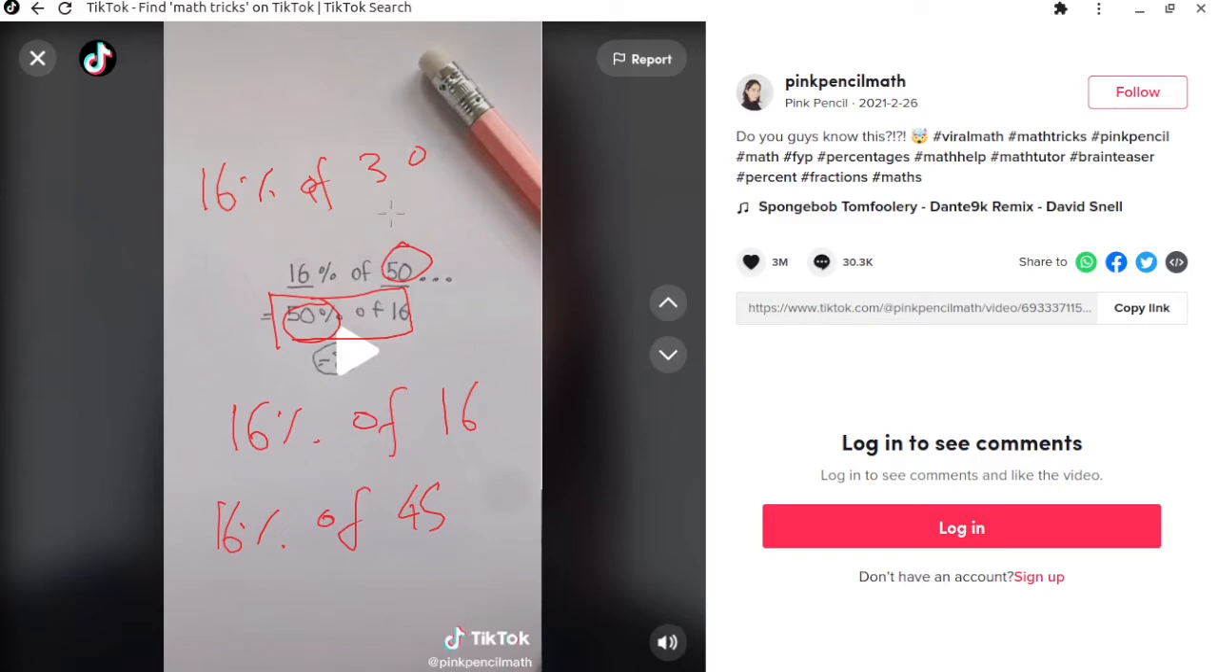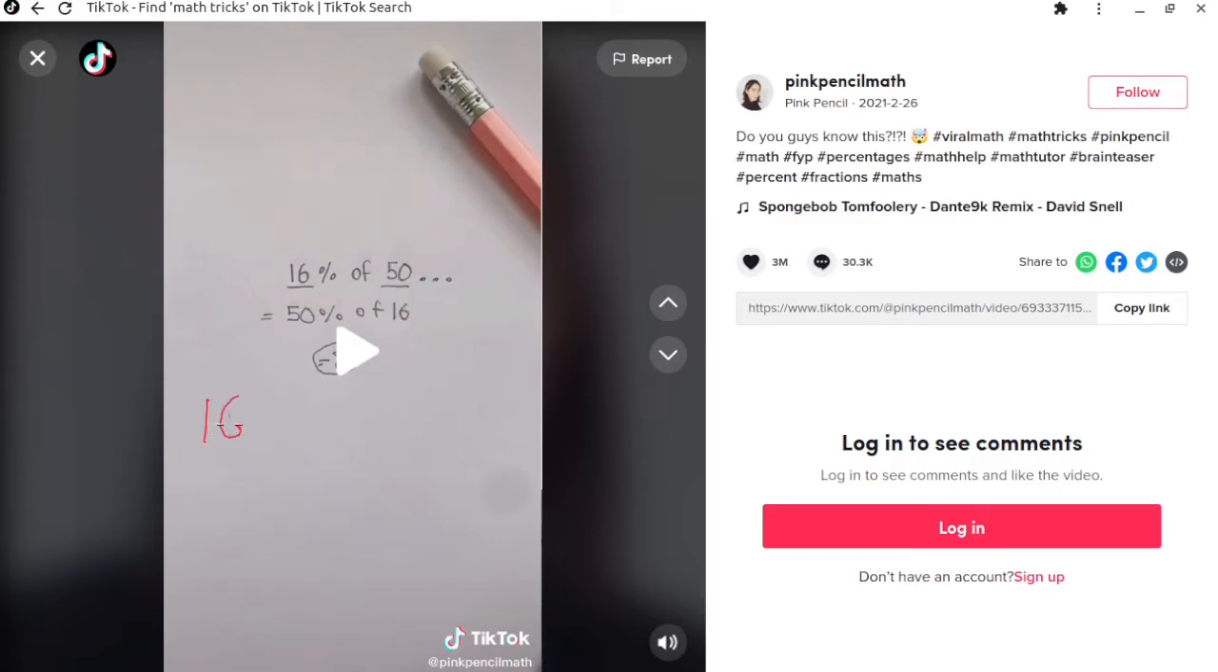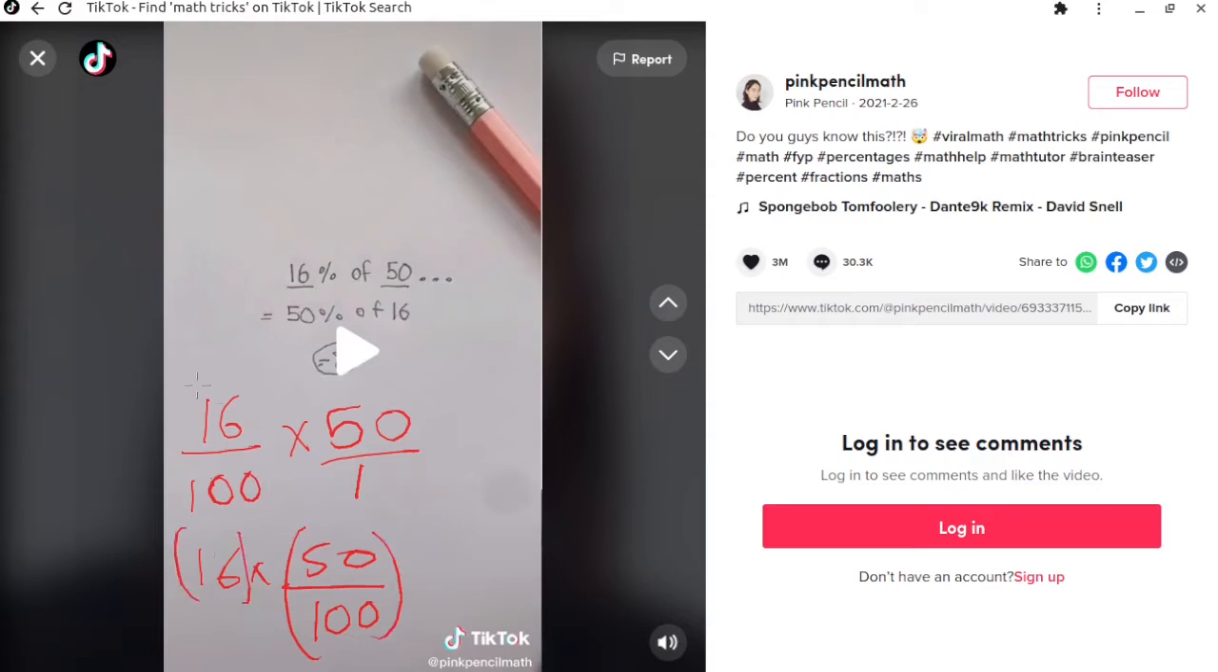But what happens is 16%, that's 16 out of 100 of 50. So that basically has a denominator of 1. What happens is 16 is the same as this, right? That's what happens when you multiply two fractions. So you could do it that way, or you could do it that way. It still has the same meaning.